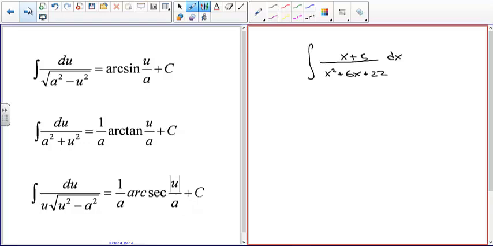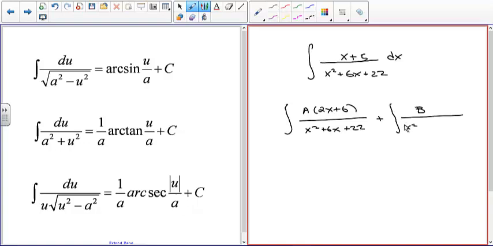So what you need to do is come up with something that looks kind of like this. You need some constant a times the integral of 2x plus 6 divided by x squared plus 6x plus 22, and then you need another integral that's some constant b divided by x squared plus 6x plus 22. And these both times dx.